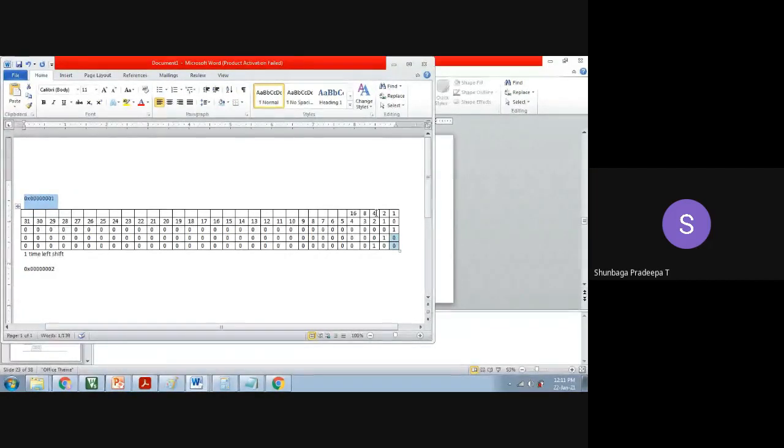2 to the power 2, which is 4. So when the bit is 1, when you shift 1 time, it turns to 2. When it shifts 2 times, it turns to 4. So n number of times, if you are shifting, it is equivalent to multiplying by 2 power n. So that is your logical left shift.